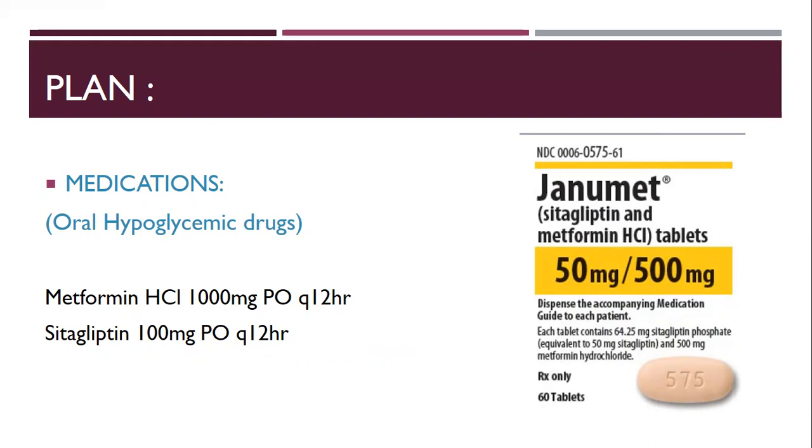It is a drug of the class DPP4 inhibitors. It works by reducing the elevated postprandial glucagon and stimulating glucose-dependent insulin. It is also well tolerated and does not have any risk of hypoglycemia. So we can use it in this case as normal therapy. The dose for metformin is 1000 milligrams orally, twice daily, and sitagliptin 100 milligrams orally, twice daily.